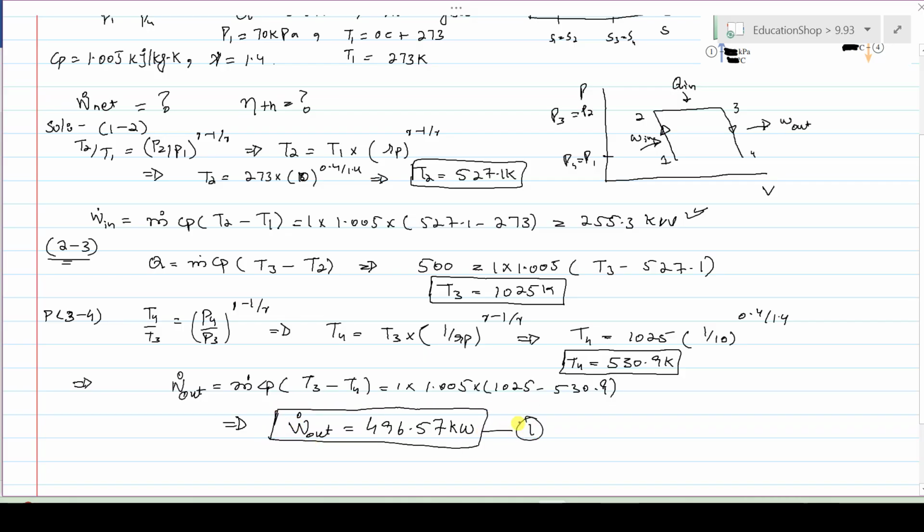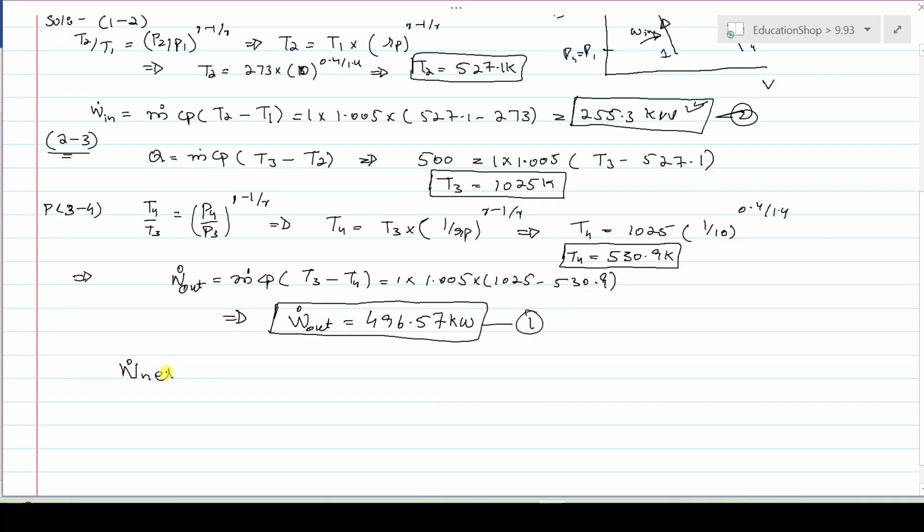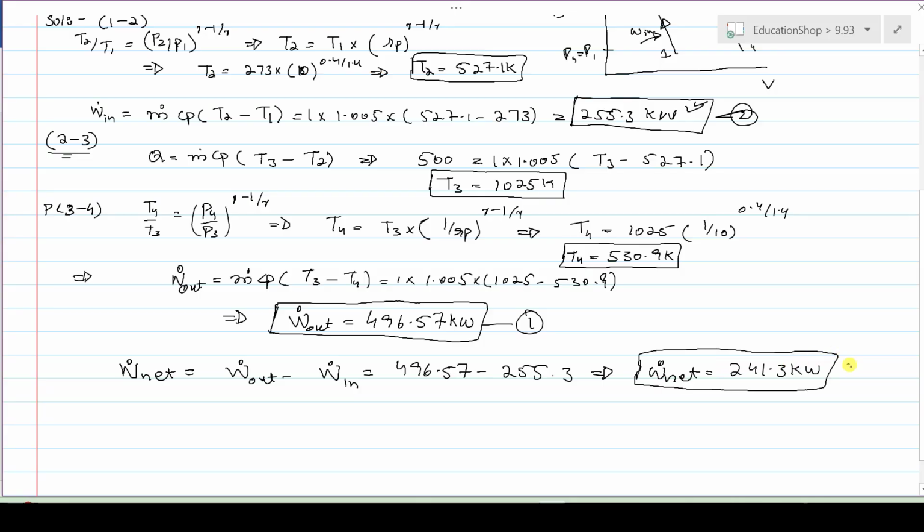So this is equation 1 and this is equation 2. This is the power input required to run the compressor. This is the power output produced by the turbine. So the net power produced will be their difference. So the net power produced is 241.3 kilowatts. This was our first requirement in the statement.